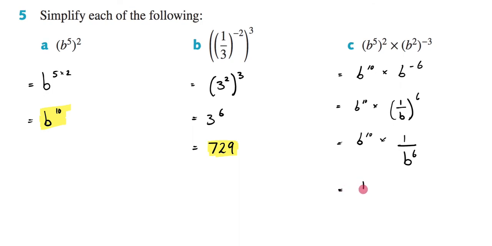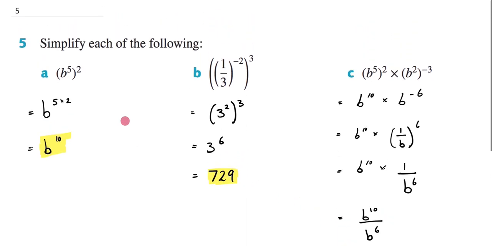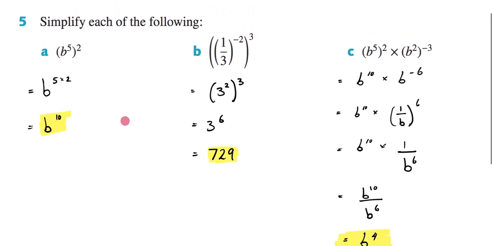I'm doing probably more steps than necessary here. Then I'm going to use my second index law to subtract my indices. So 10 minus 6 is going to be b to the 4. And that right there is going to be my answer. So I have b to the 4, 729, and b to the 10. Hopefully that all made sense, and you are now comfortable with answering question 5.